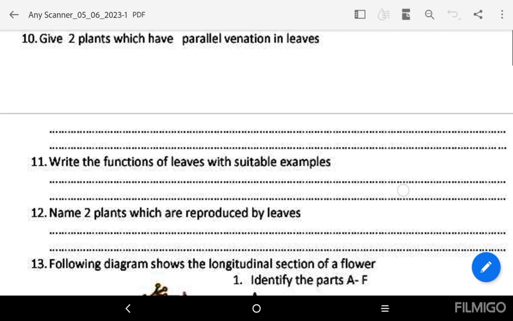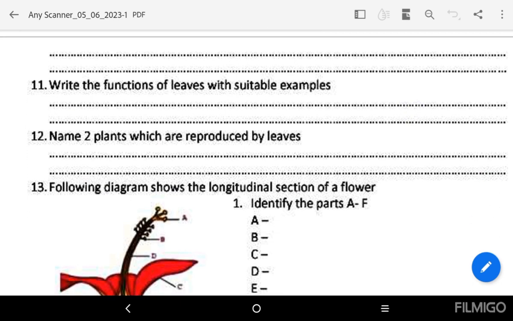Question number 11. Write the functions of leaves with suitable examples. What is the main function of plant leaves? Plant leaves are green in color, so they are adapted to carry out photosynthesis. So the main function of a plant leaf is photosynthesis. Through photosynthesis, plants produce food in leaves. Also, some leaves are adapted to store water, such as aloe vera. And some leaves, such as acacia and begonia, can produce new plants. This is called vegetative propagation.